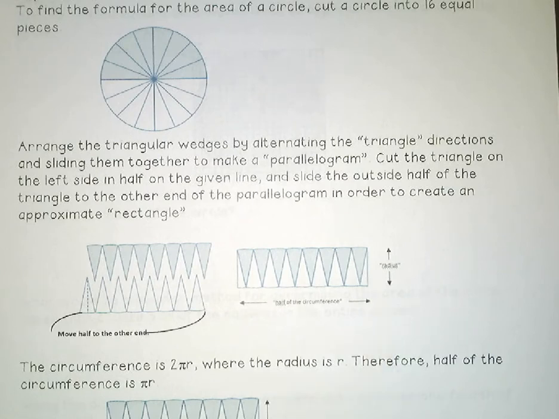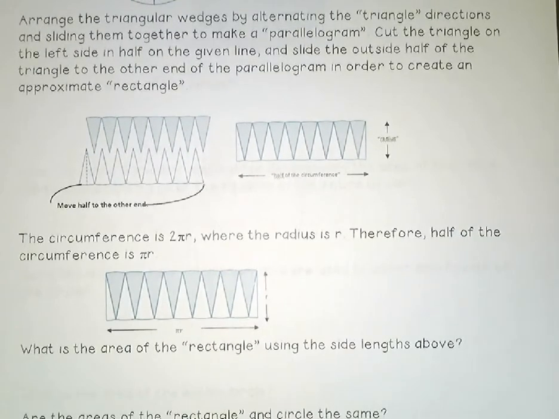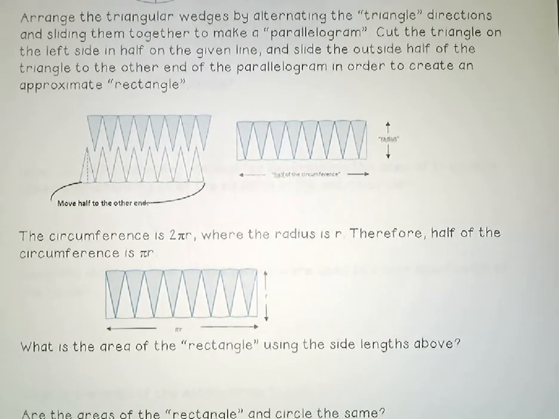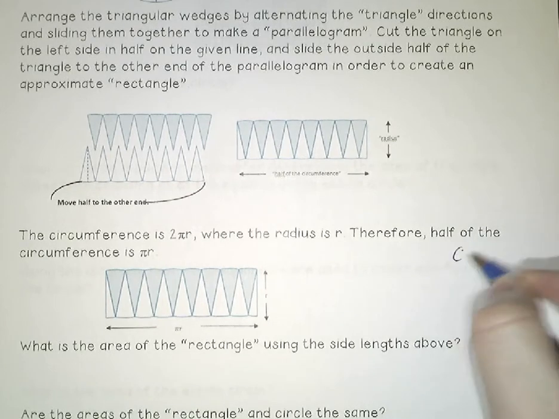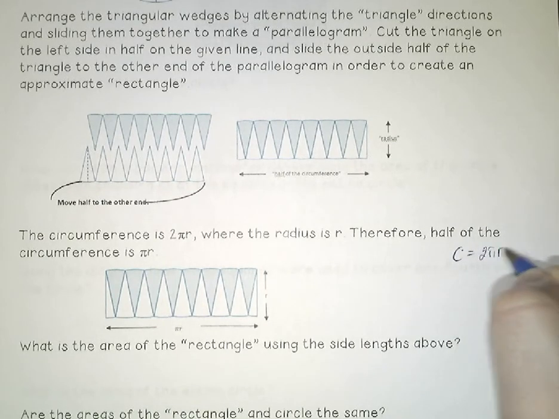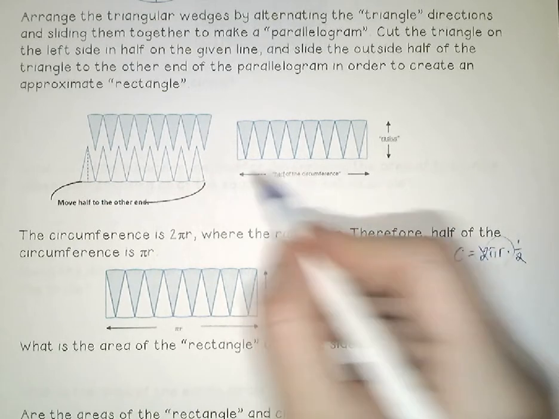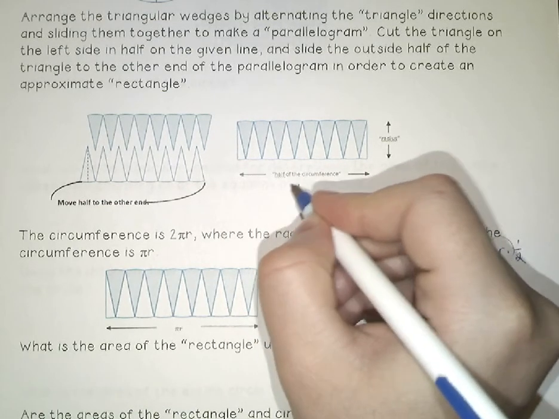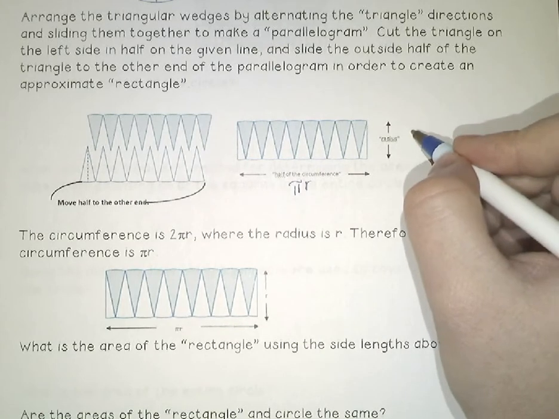The circumference is 2 times pi times radius, where the radiuses are. Therefore, half of the circumference is just pi times the radius, right? Because we will have to divide by 2, or multiply by 1/2. If I multiply 2 pi r by 1/2, I would simplify 2 and 2, and that's how it becomes pi r, right? So this is half of the circumference, which is pi r, and this is the radius, which is r.